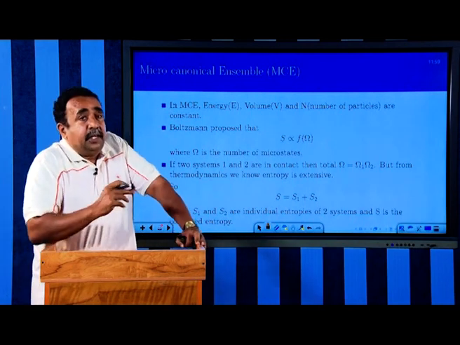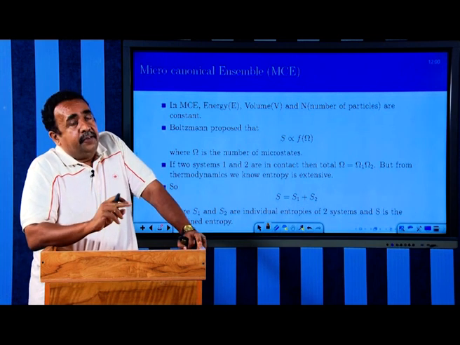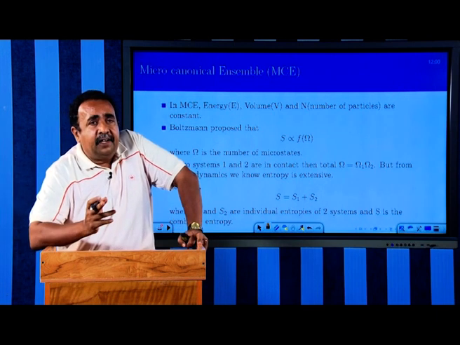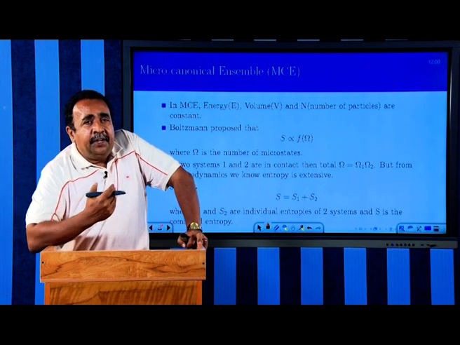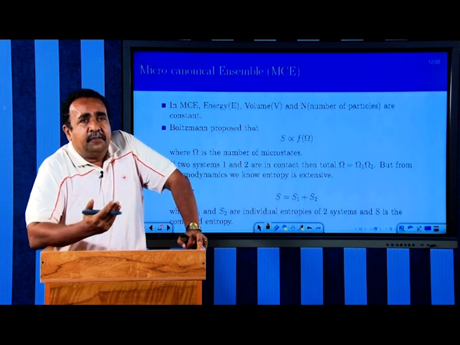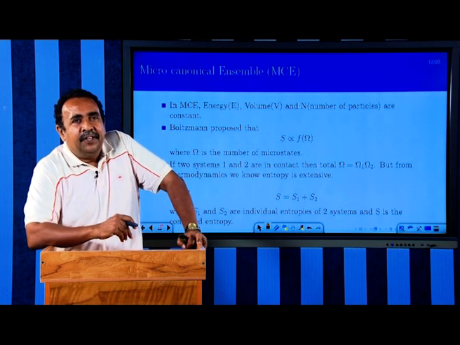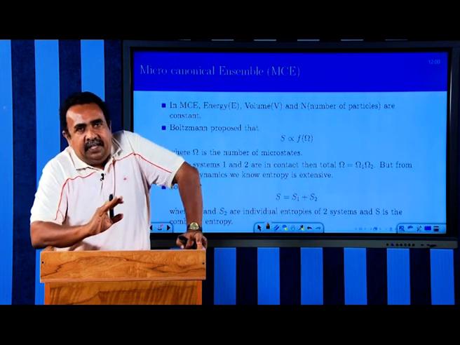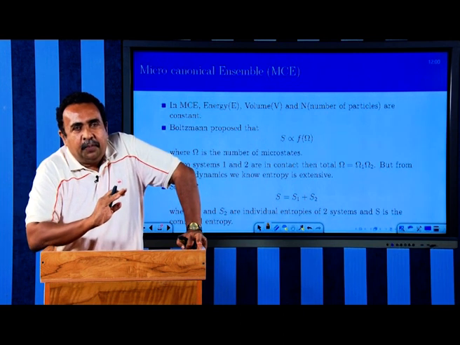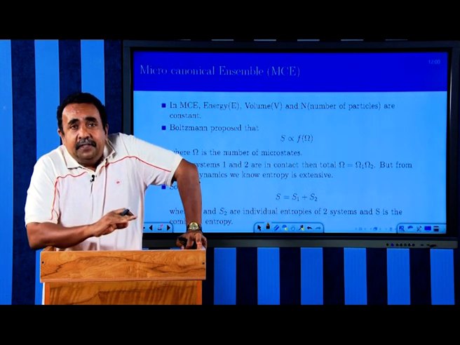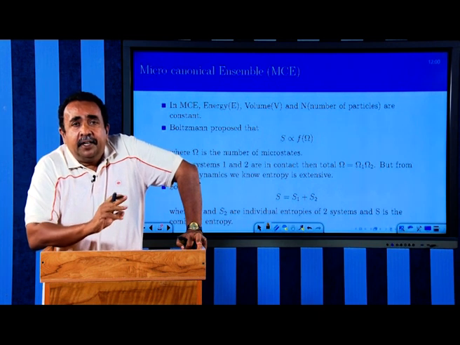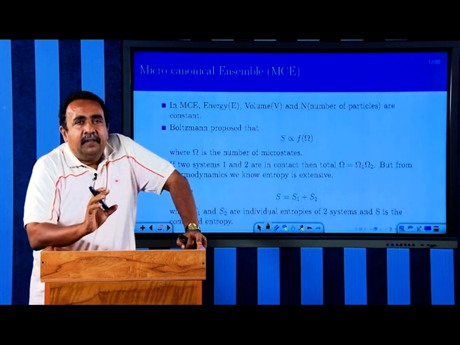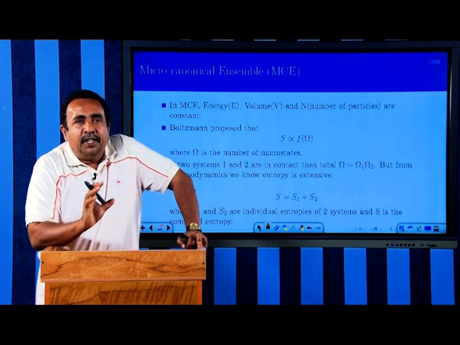Now, I told you that entropy is an extensive quantity. Therefore, if I have 2 electrons, for the first electron entropy will be S1 and for the second electron entropy will be S2. The total entropy will always be equal to S1 plus S2. Entropy is an extensive quantity, so total entropy will be additive: S equals S1 plus S2. But omega, the number of microstates for the 2 electrons, will be multiplicative: omega equals omega 1 into omega 2.